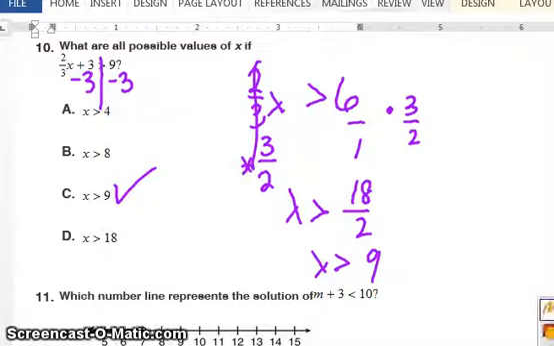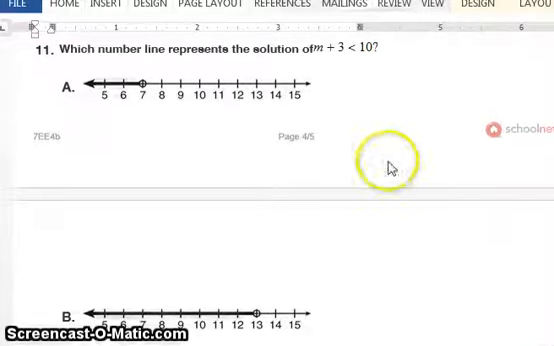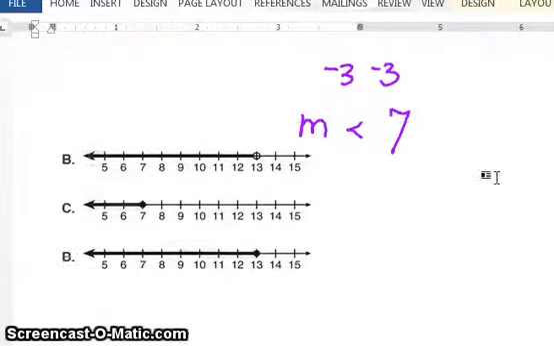Next, which number line represents the solution of m plus 3 is less than 10? We should subtract 3 from both sides, and we should get m is less than 7. Notice that there's no equal to bar here, so let's check our answer choices and rule out. B is going to be out because it's got the solution starting at 13, and that's just goofy. We know it's going to be 7.